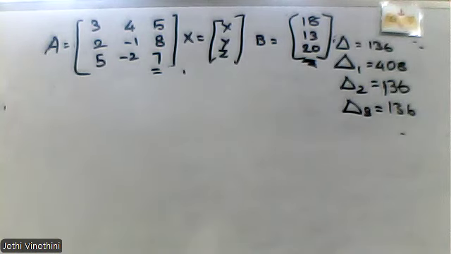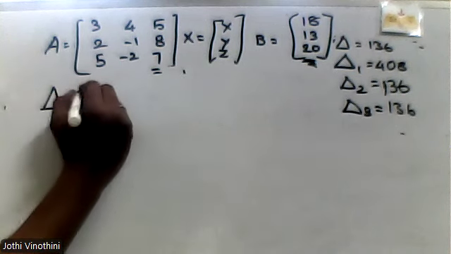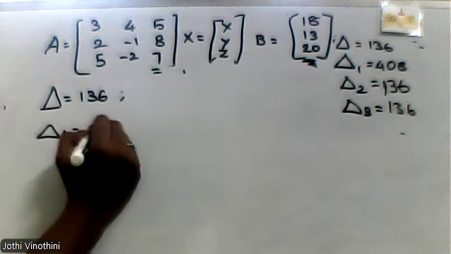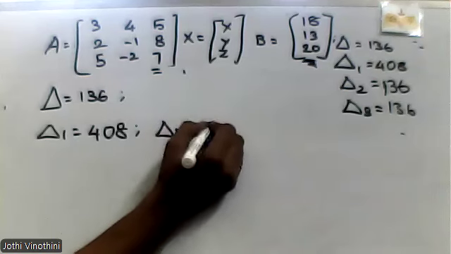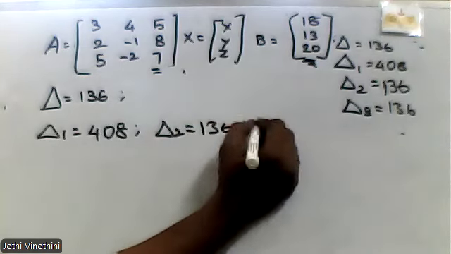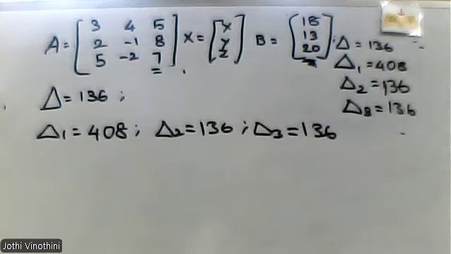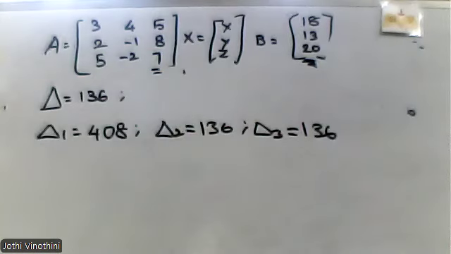Okay. So what we have now, we find del equals 136, del 1 equals 408, del 2 equals 136, and del 3 equals 136. Clear? This is what we find till now. Okay? So what is Cramer's rule?